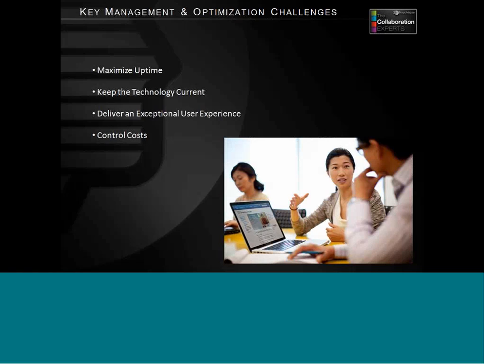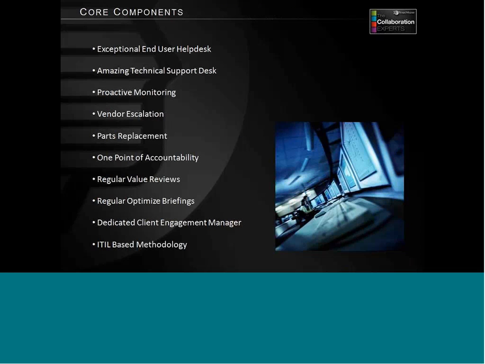Now, we as a company specialize in Cisco's technology. So at the core of all of our solutions, we have Cisco's UC and contact center technology, generally underpinned by their networking technology. But frankly, that doesn't really matter when you look at the core components of managing and optimizing a technology environment.